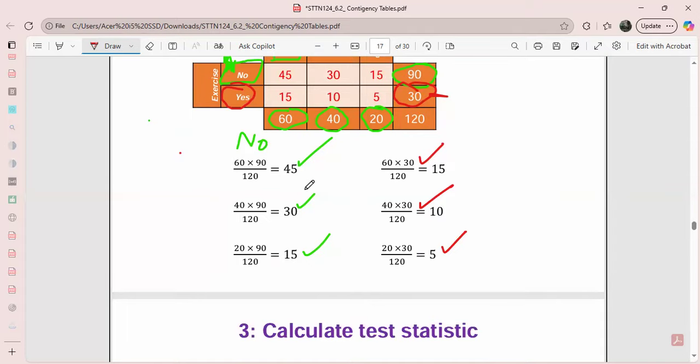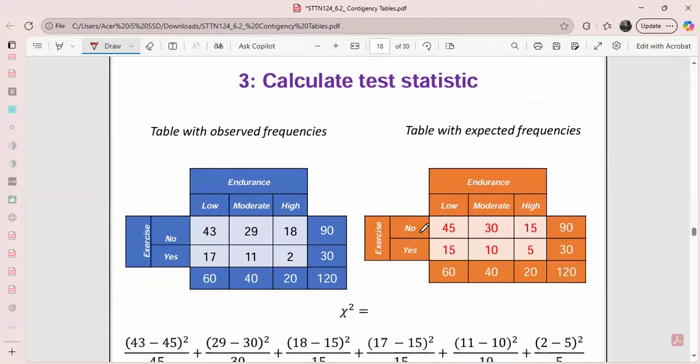Once you get the expected frequency, it's going to be easy for you to calculate the test statistic. Here are the expected frequencies. Now, what does the formula say? It says observed frequency minus the expected frequency, in brackets to the power 2, divided by the expected frequency. So here, it's easy: 43 minus 45, inside the brackets to the power 2, divide everything by 45. Plus 29 minus 30, inside the brackets to the power 2, divide by 30.